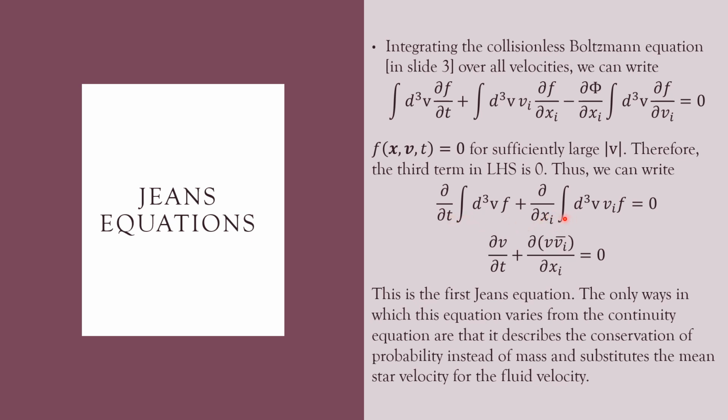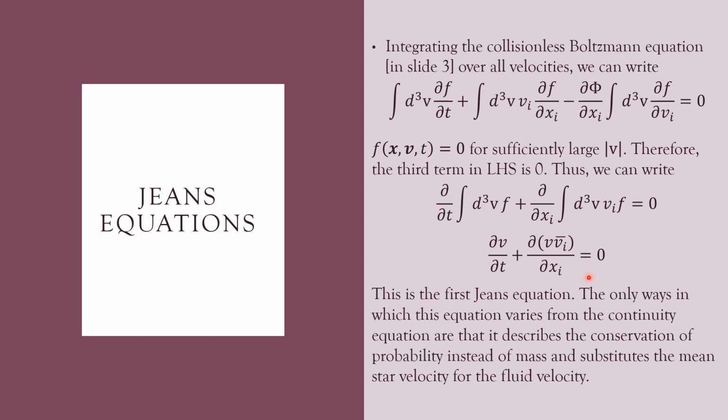That's why we can take those derivatives outside of the integral, and then we can use the definition of probability per unit volume and the mean velocity, which simplifies this equation to ∂ν/∂t plus ∂(ν v̄i)/∂xi equal to 0. This equation is the first Jeans equation, a fundamental tool in understanding the dynamics of collisionless systems.